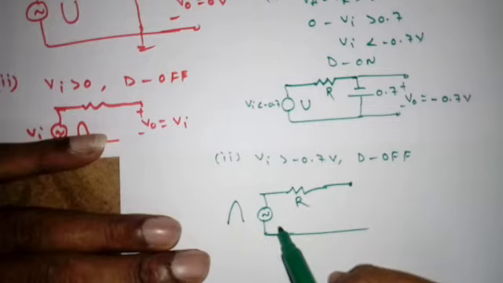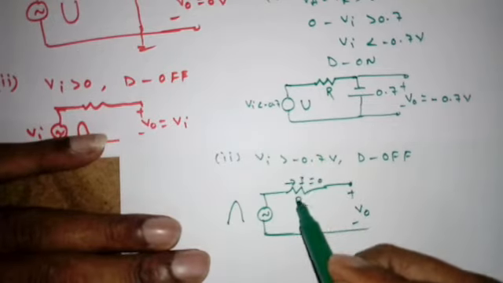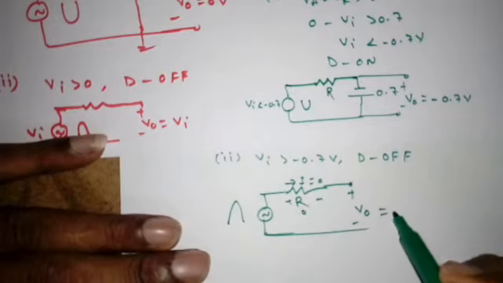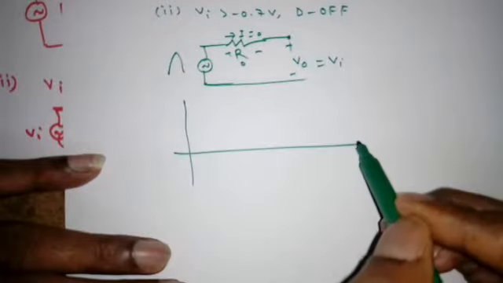So I am giving positive half cycle. So what is V0 now? No current flows. So what is current? 0. So no drop. So V0 is equal to simply Vi. Now I am trying the output waveform.